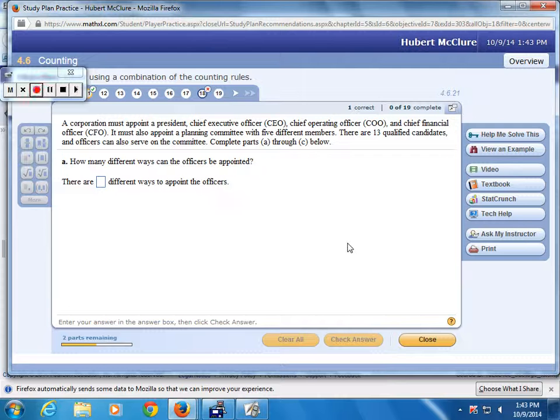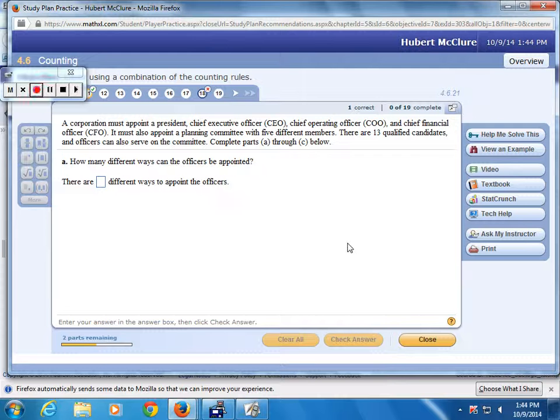I don't care about A through C. I just want you to be able to do the first part and the second part. It says, a corporation must appoint a president, chief executive officer, chief operating officer, and chief financial officer. It must also appoint a planning committee. So a board and a committee. What's the difference between a board and a committee? Well, a board has the officers. Let's just say that.